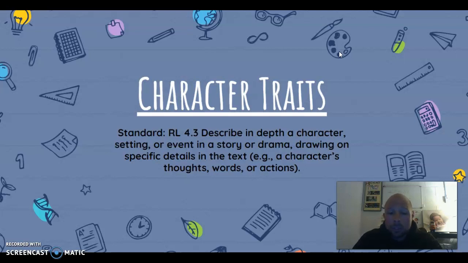So let me just read it to you. You're supposed to be able to describe in depth a character, a setting, or event in a story or drama, drawing on specific details in the text, e.g. a character's thoughts, words, or actions. Okay, and that is what we're really going to focus on today, is how to describe a character from a story in depth. That's the one we're going to focus on particularly today.